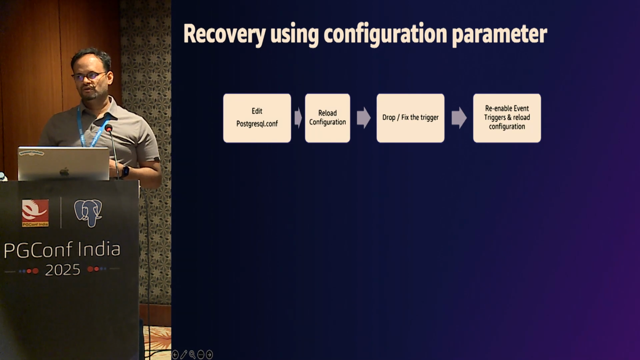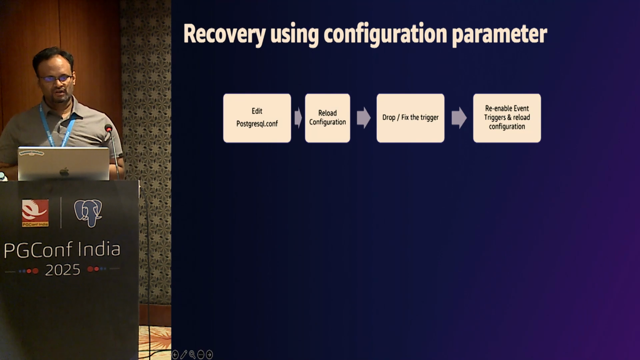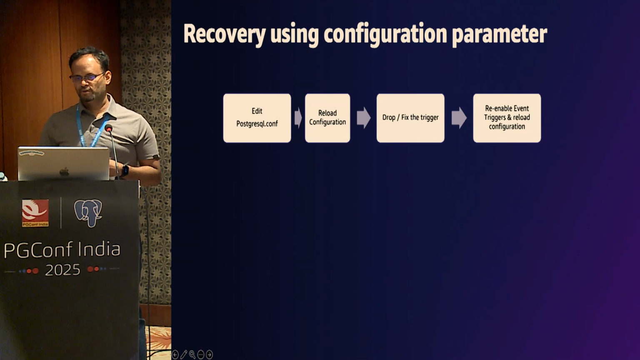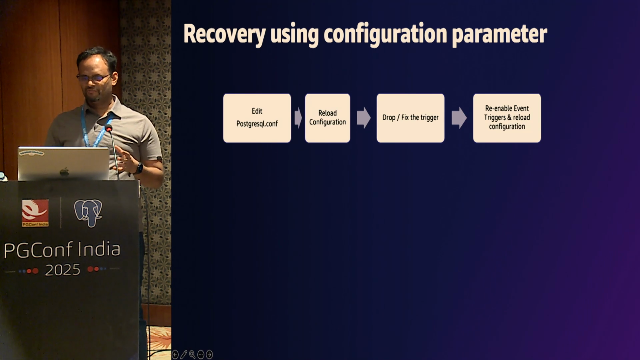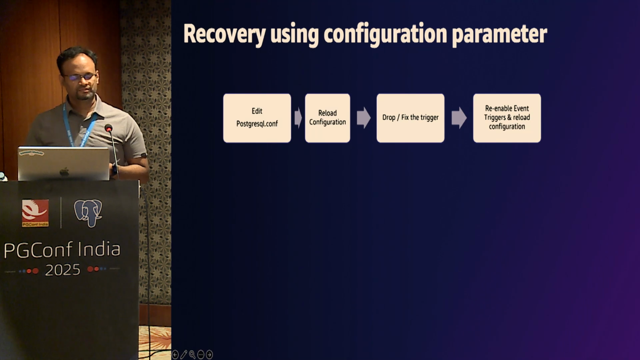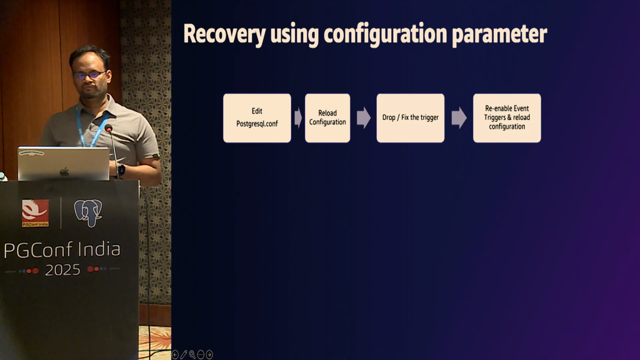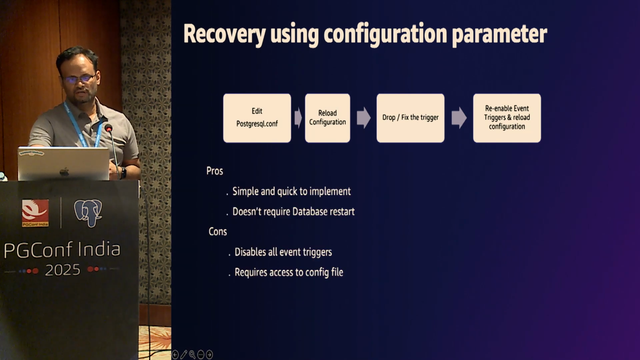So in this method, obviously you need to log into the machine, edit the postgresql.conf file, set event triggers to off, and then you drop the trigger or fix the trigger. By doing this, you make sure that you don't encounter the same issue again. After fixing the trigger code, you reset the event configuration to on and then reload the configuration. By following these steps, you would be able to recover from a failed logon situation.